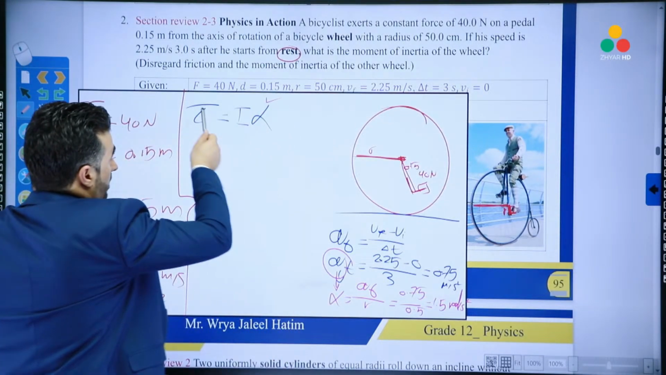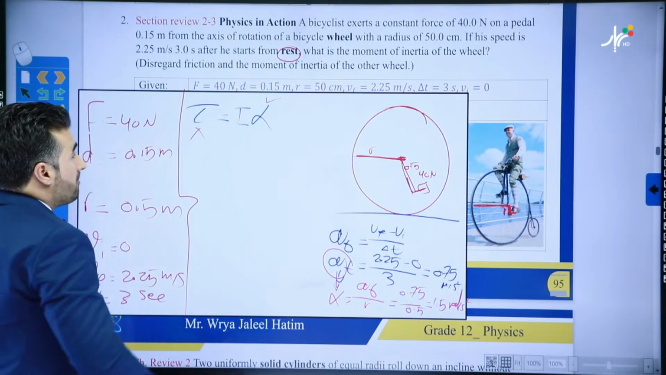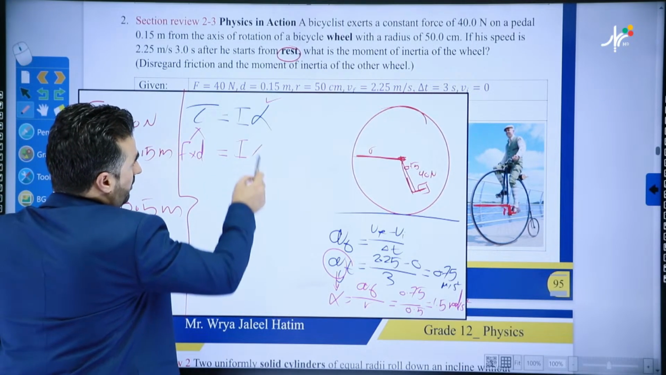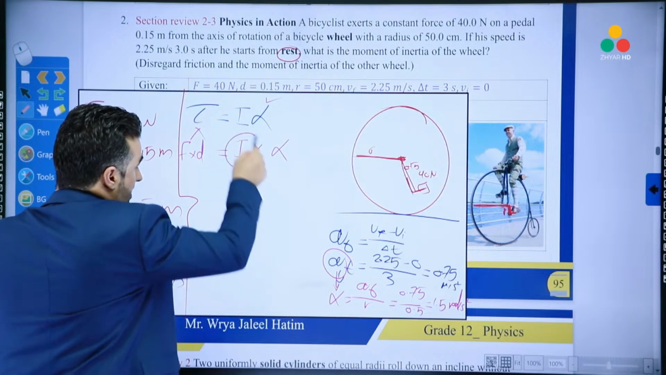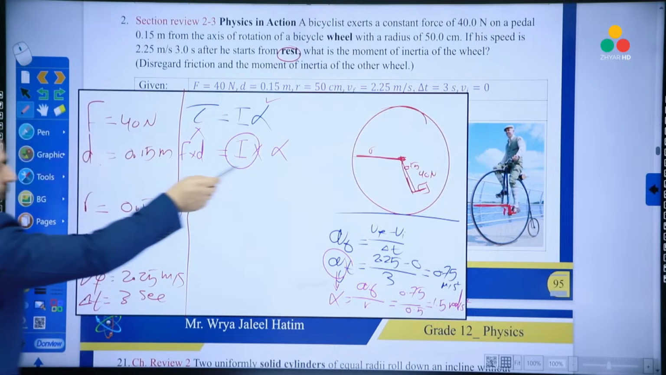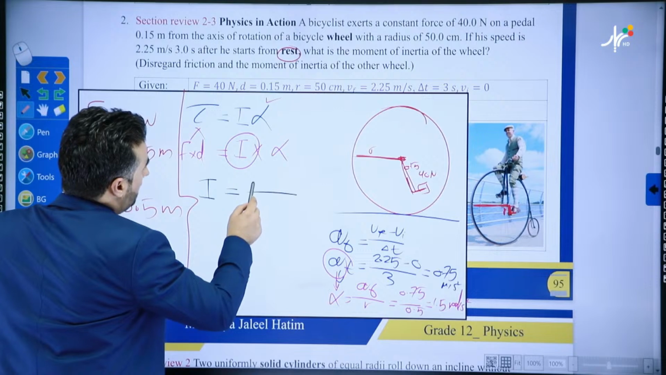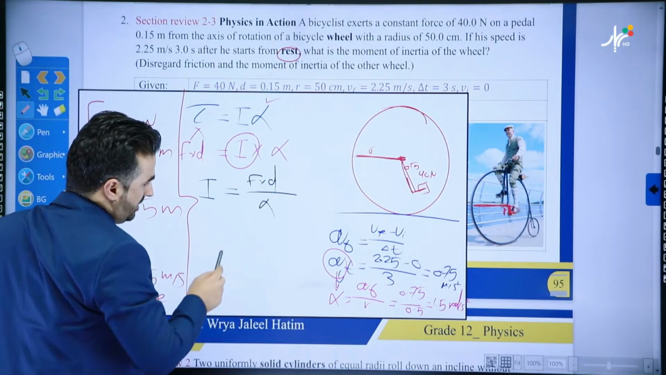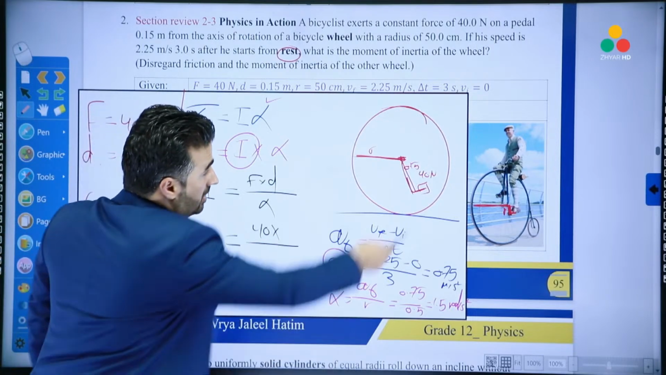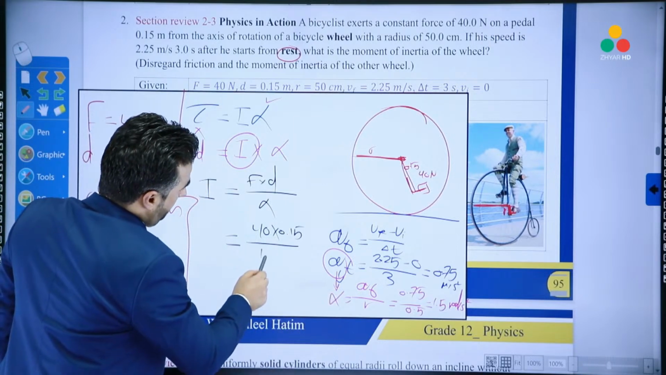Now we have this. What about this one here? We know that force and distance are given. So the torque equals force times distance, and that equals moment of inertia multiplied by the angular acceleration. So this is what we need to find. We'll divide both sides by angular acceleration, so moment of inertia equals force times distance over angular acceleration. You agree, yes? The force that we're using is 40 Newton multiplied by the distance. What is the distance? It is 0.15, divided by 1.5.